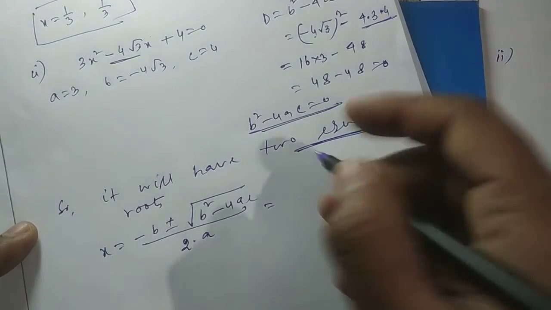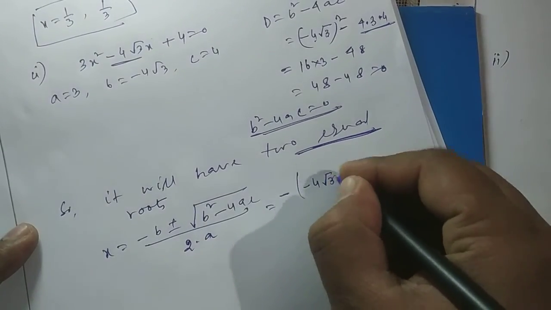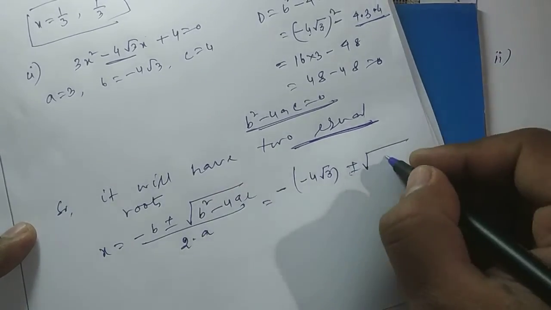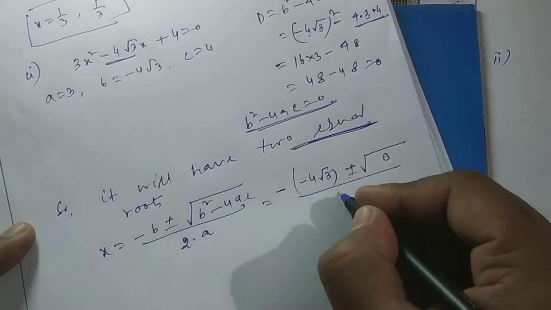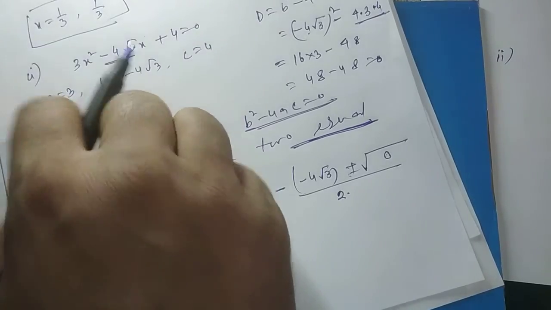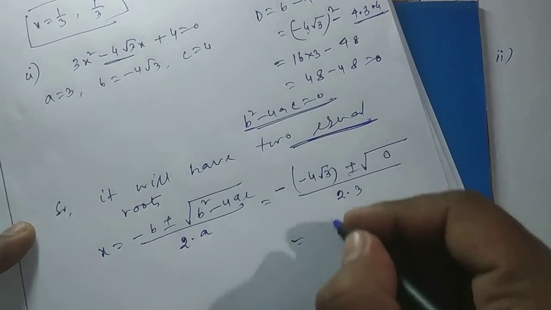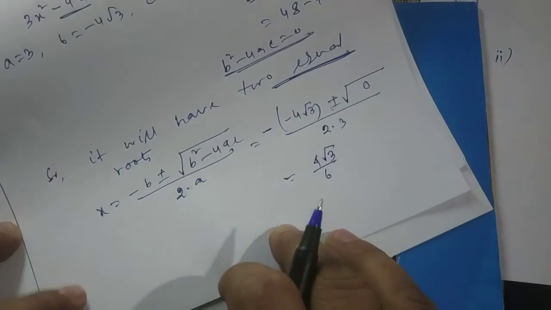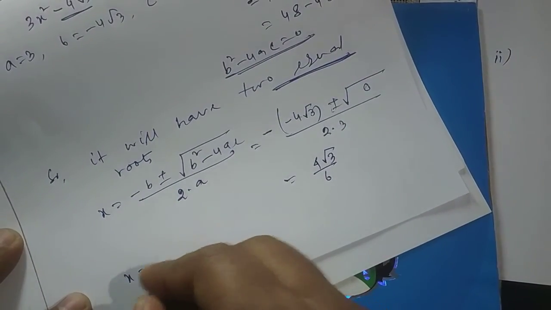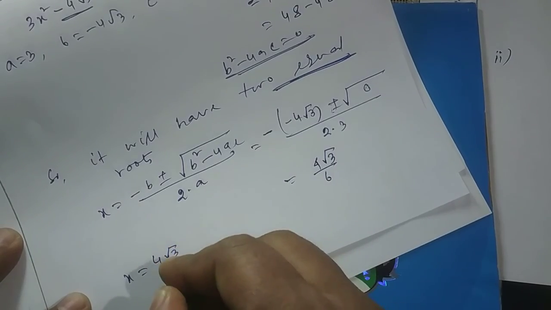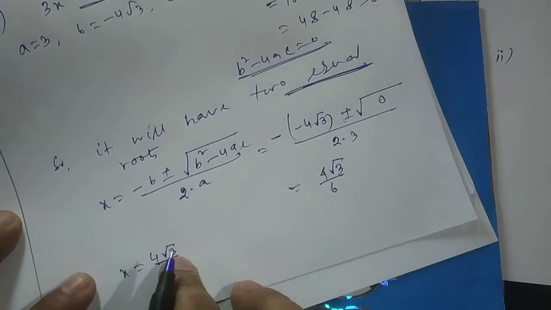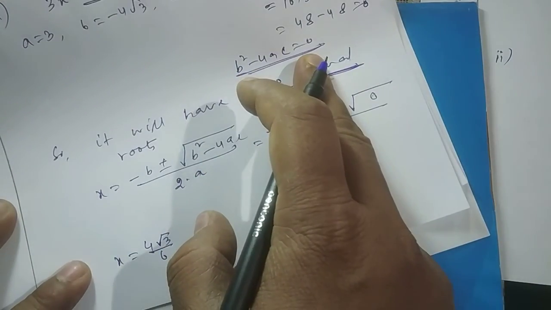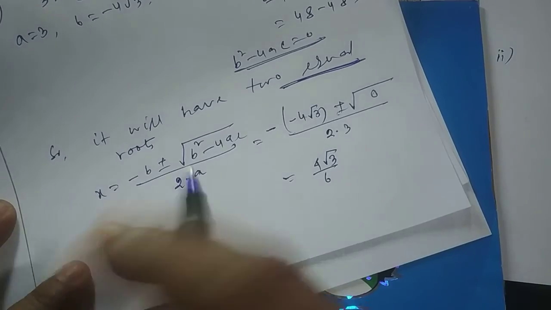What is the b here? Minus of minus 4 root 3 plus minus root over, we got it is 0, so put down 0 directly, 2 into a, here 3. So minus minus plus, it becomes 4 root 3 by 6. So ultimately we got x equal to 4 root 3 by 6. What is the other root?